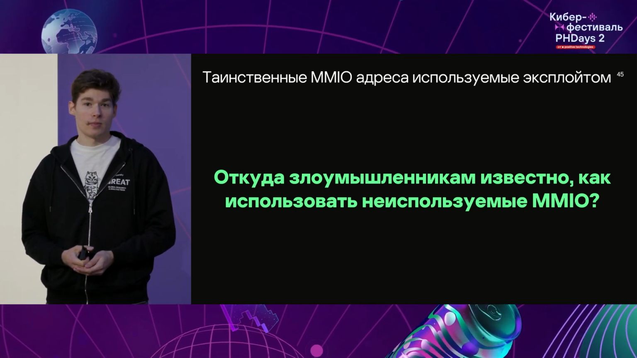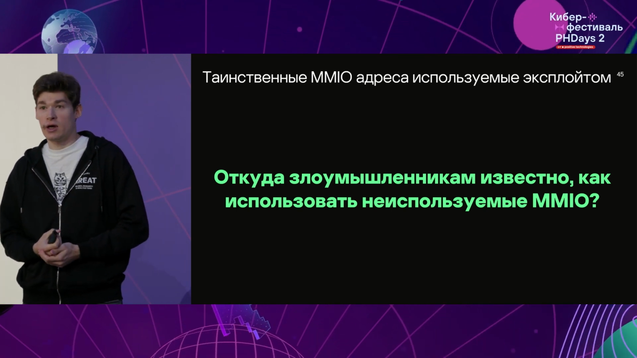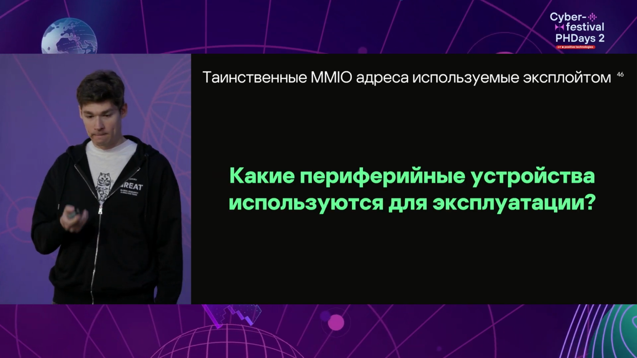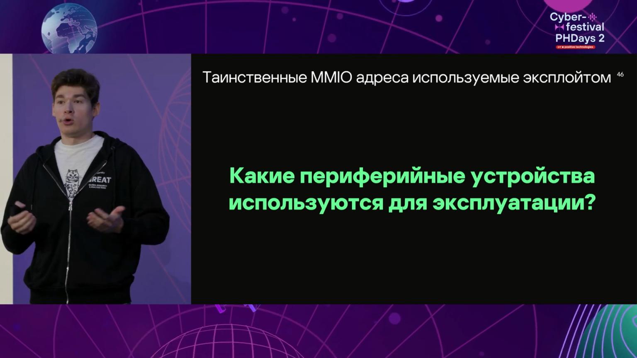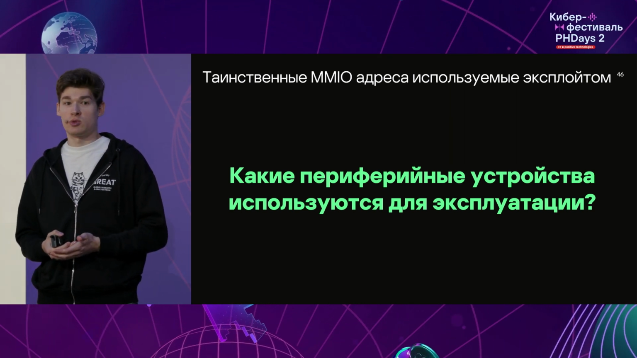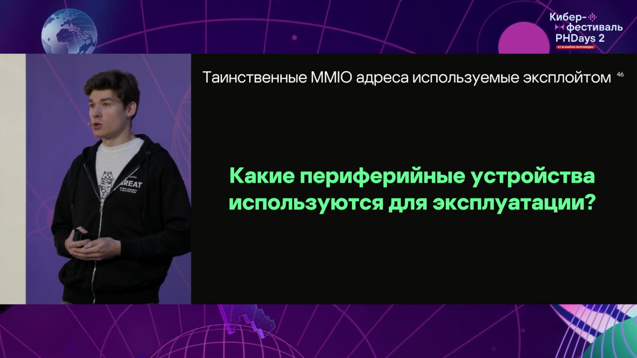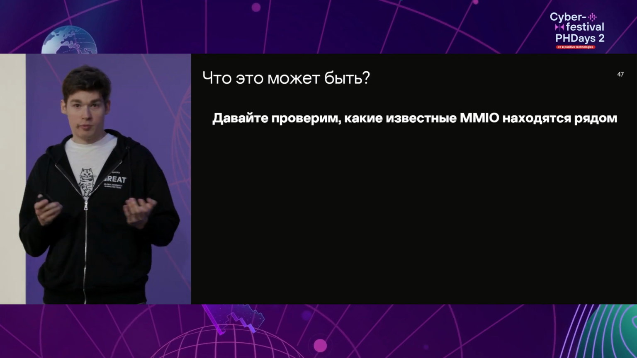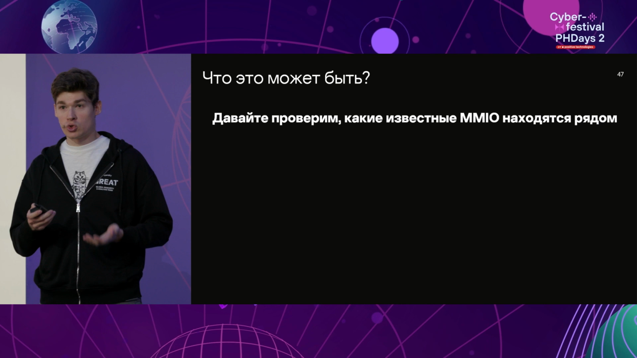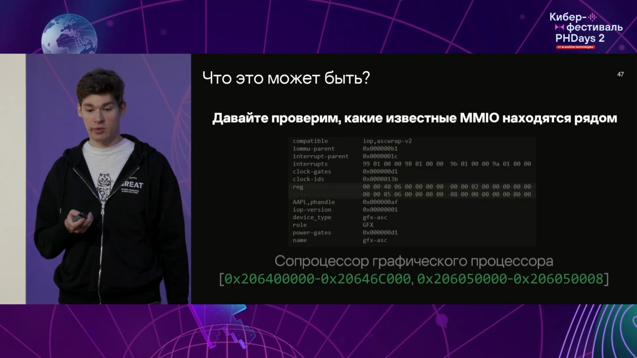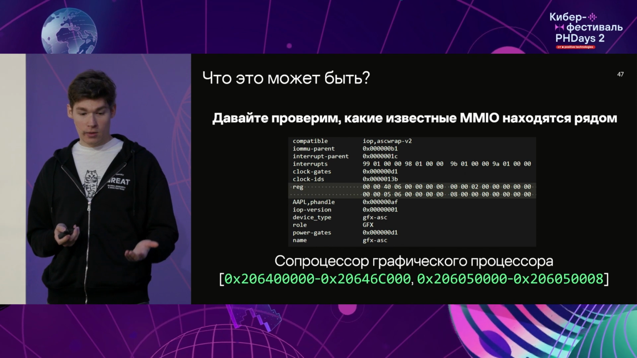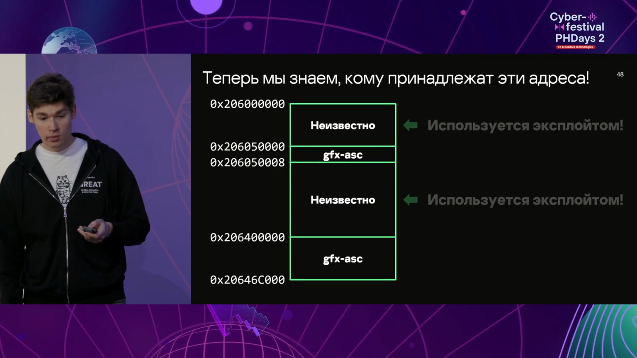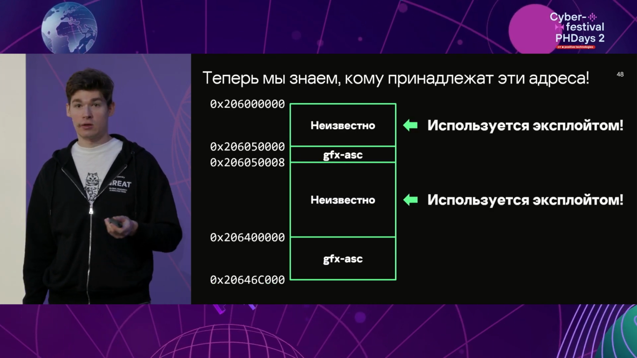The question becomes, how do adversaries use these addresses that are not documented anywhere? And also, what device sits behind those addresses, and why does it have such powerful opportunities to bypass protections? Let's think logically and see what devices sit next to those addresses. And it turned out that a good candidate was the GPU coprocessor.